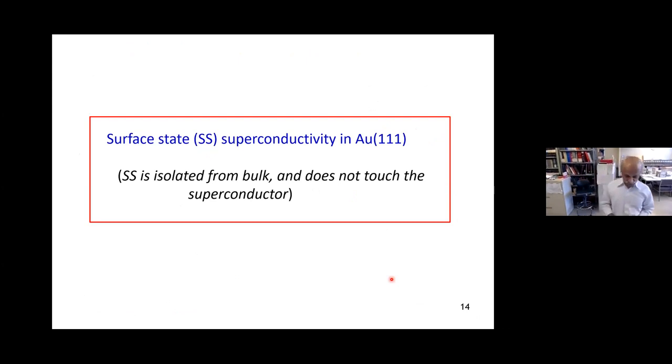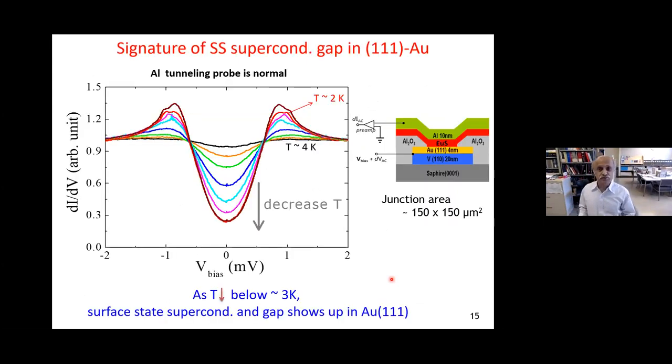To show that the surface state is indeed superconducting, we resorted to planar junctions in the beginning. This was done by creating this kind of planar junction structure, as you can see here. The vanadium is grown on sapphire, and then you have gold on that, and the barrier is made of europium sulfide, and the top electrode is aluminum, which is also a superconductor.